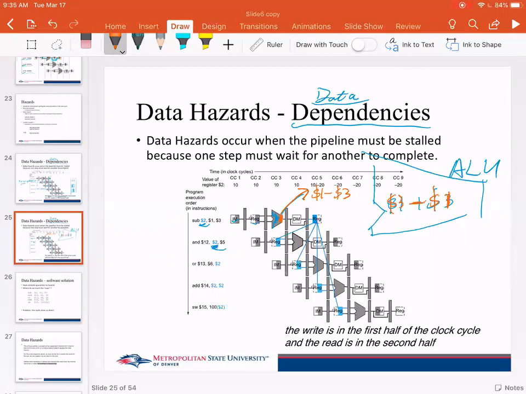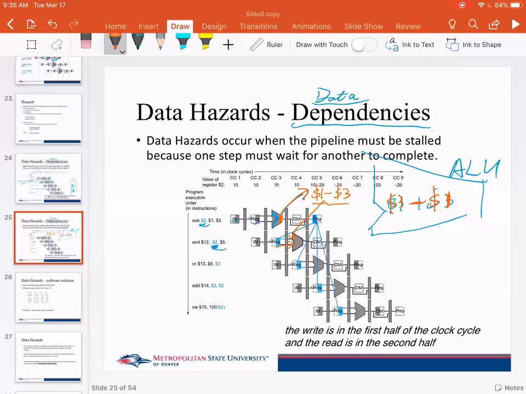So we don't even need to put it back to the register as long as I get this number. What we need to do for my second instruction is take that number, which is $1 minus $3, and use it to add $5. Of course, I need to have $5 from the register file. And the other input of my ALU could actually just come from $1 minus $3.